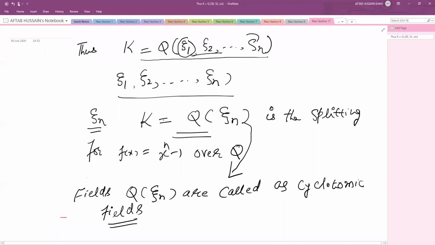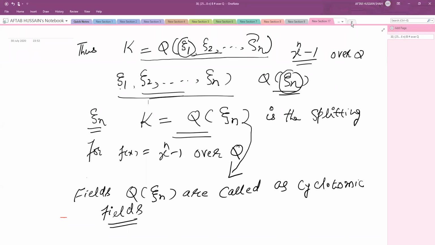So splitting fields of polynomials of the form x^n - 1 over Q, the summary is that they are of the form Q(zeta_n), where zeta_n is the primitive nth root of unity, meaning the generator of the cyclic group of nth roots of unity, zeta_1, zeta_2, and so on up to zeta_n. Is it clear?